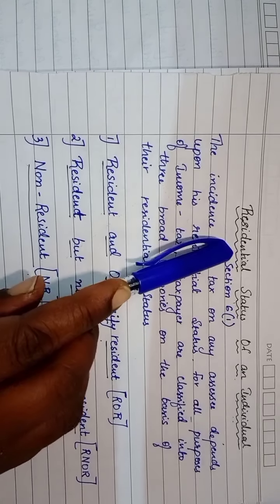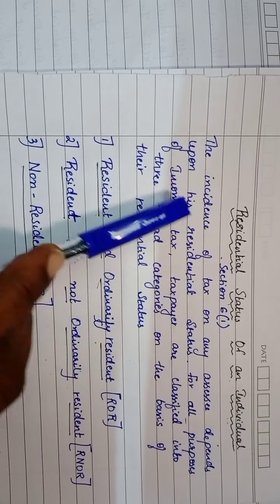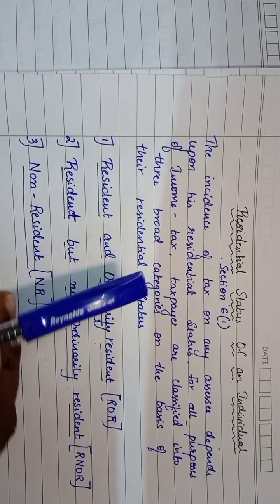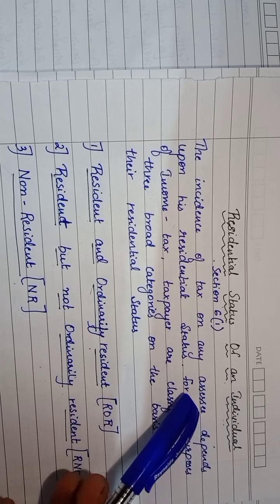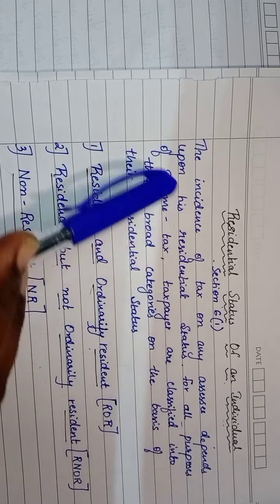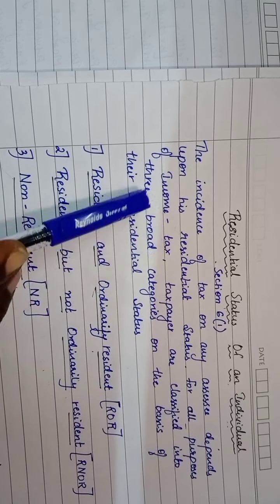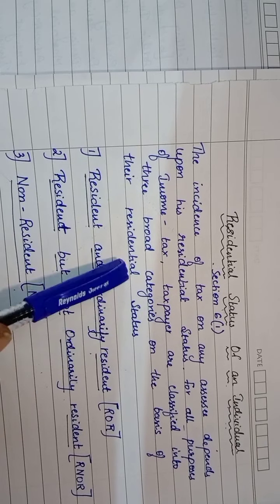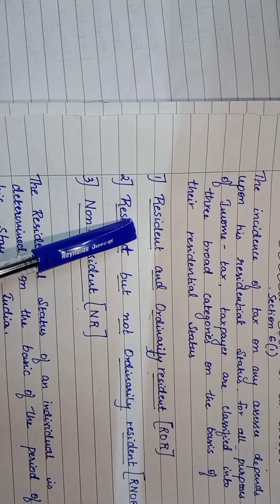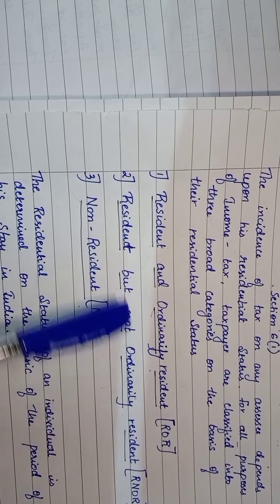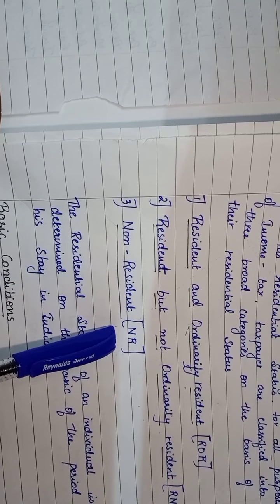Today's topic is residential status of an individual under section 6. See here, the burden of taxes or the incidence of taxes on any person or any assessee depends upon the residential status. For all the purposes of income tax, the taxpayers are broadly classified into these categories: a resident and ordinarily resident, a resident but not ordinarily resident, and non-resident.